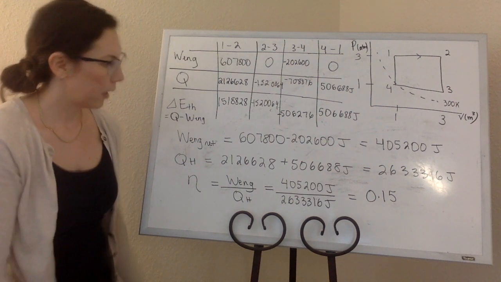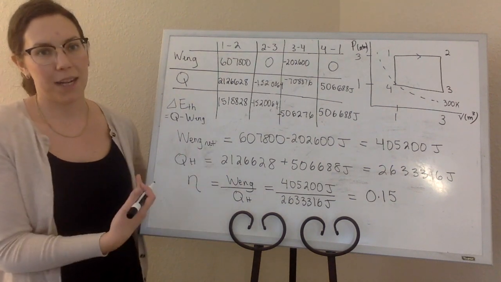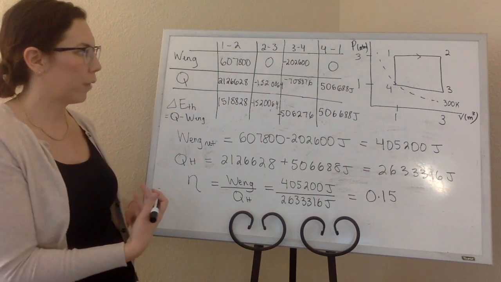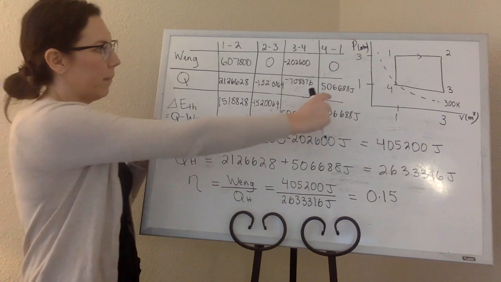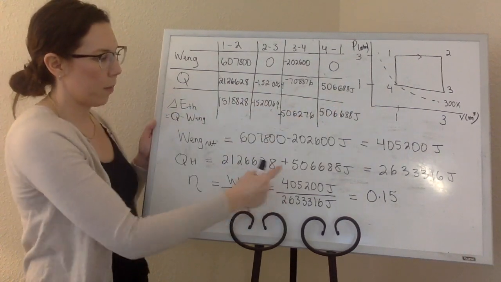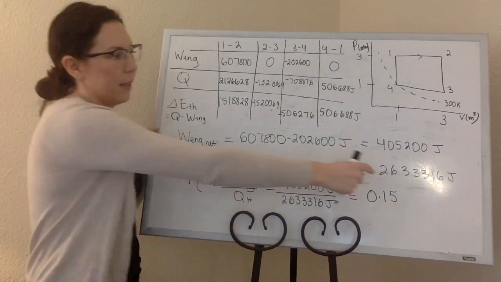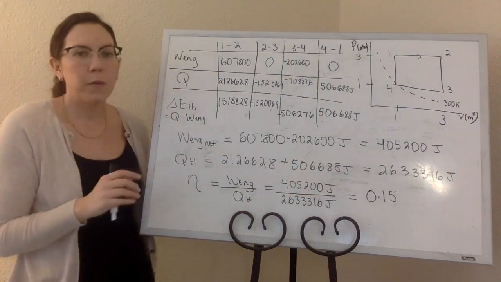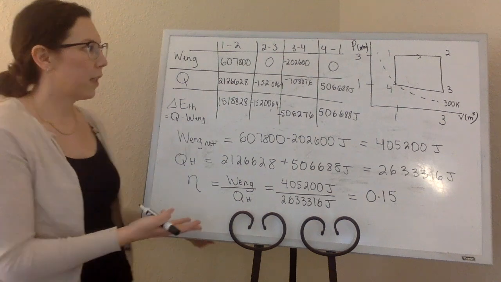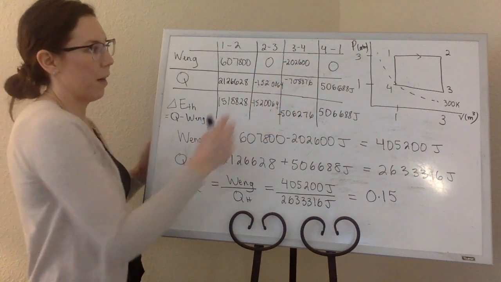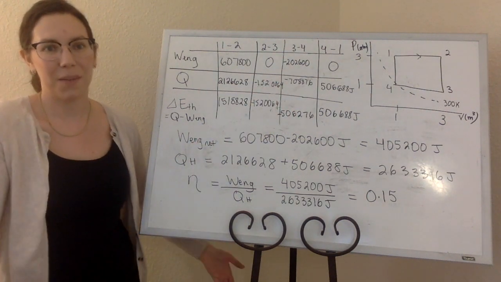Okay, and then QH, we want to look at the heat coming in. That's the energy coming in from a hot reservoir, so it's the positive Q values here. So we have this number, and this one from 4 to 1, they're positive, so we can add them to get the number here. Now we don't need QC because that's enough to calculate the efficiency, but if you wanted QC, you could add up these two negative numbers to get the heat transferred out of the system.